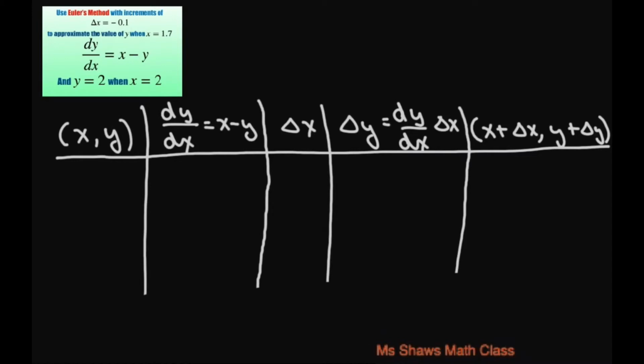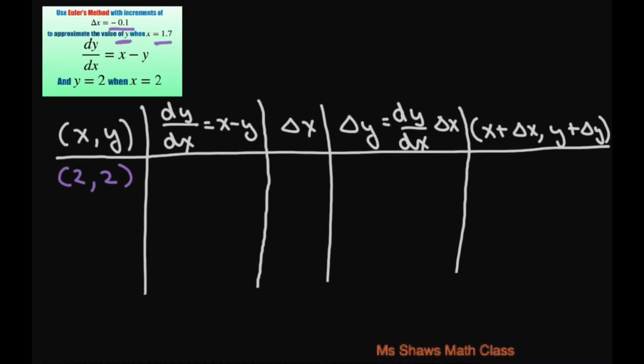We can first start with when x is 2, y is 2. And what we're going to do is approximate our value of y when x is 1.7. So we're going to keep subtracting our change in x until we get to 1.7. That means we're going to have to do this 3 times.